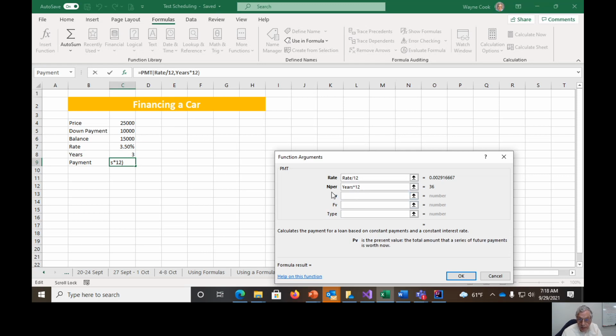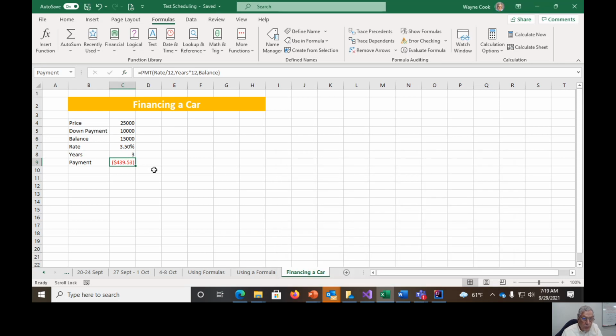And then PV stands for present value. FV stands for future value. And in this case, then it is the balance. And notice then it has the amount shown. The reason why it is a negative number is because this is an outlay, and it's just what Microsoft decided. Most people usually put a negative sign in front of payment to give a positive number. And so then we have the amount.